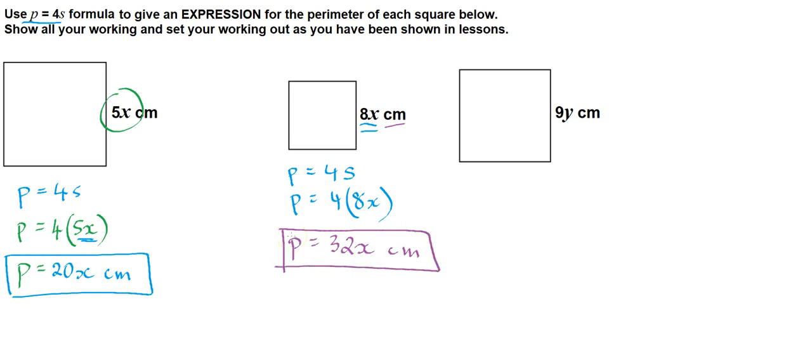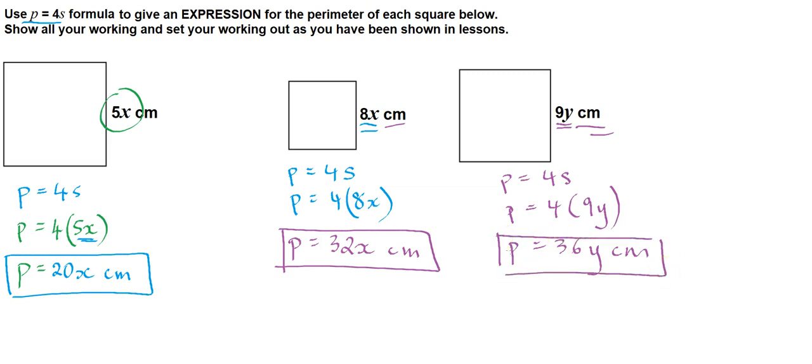And the last one is perimeter, again, equals 4S. We have to use that formula. Perimeter equals 4 times what we know. In this case, we know the side is 9y. And 4 times 9y, 4 times 9 is 36, right? So 36y. And we're using centimeters. So that would be the complete expression right there.